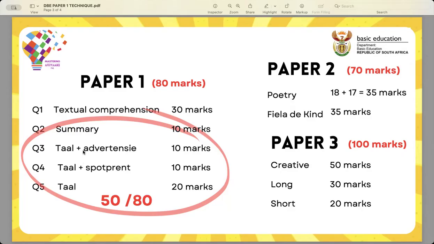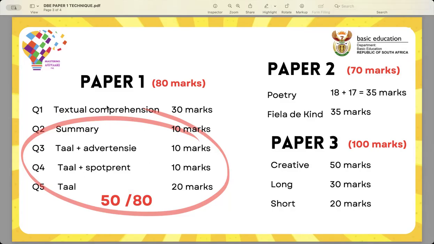And as you can see, there are three sections of your TOL, question three, four, and five. Question five is pure language, and you can even start with that one because, between your summary, your advertisement in TOL, your cartoon in TOL, and your TOL, that's already 50 out of the 80 marks. So that is where your focus needs to be.